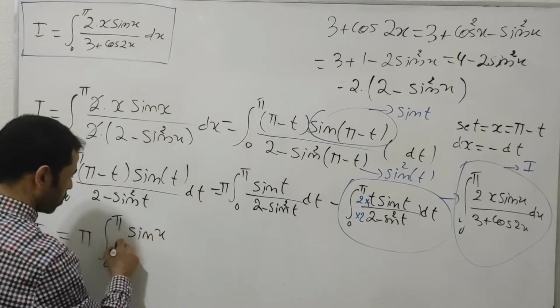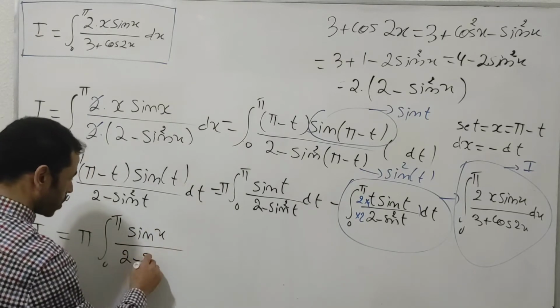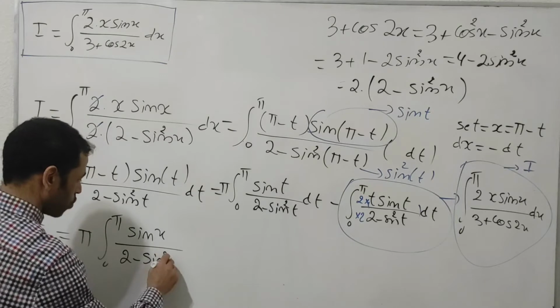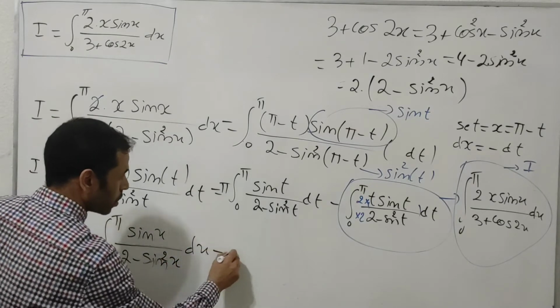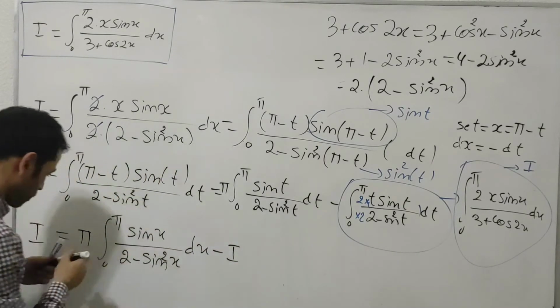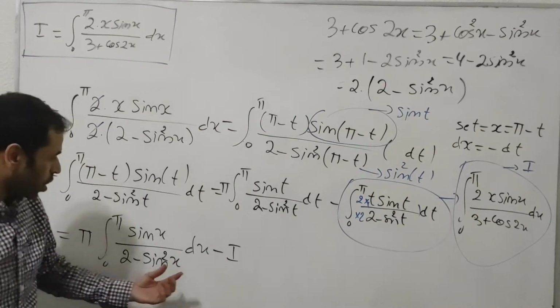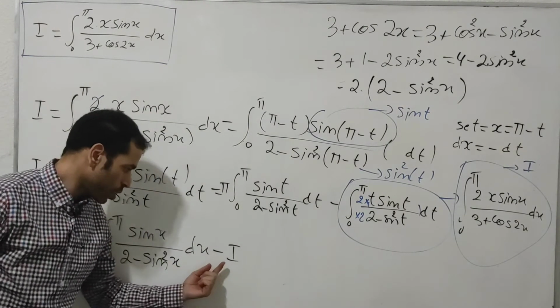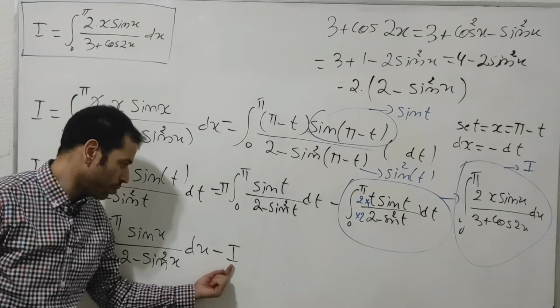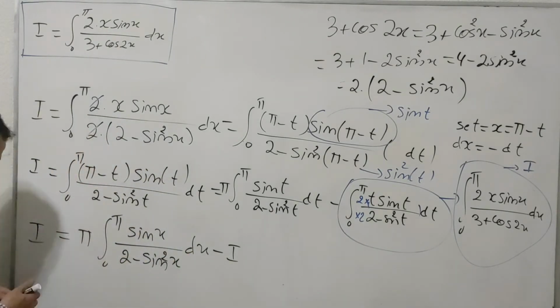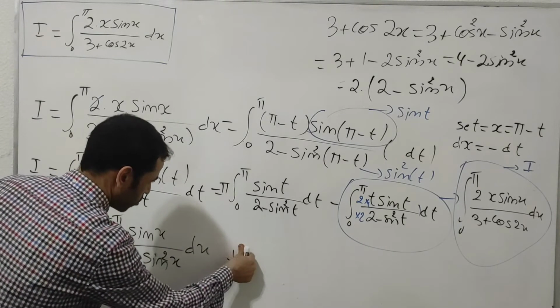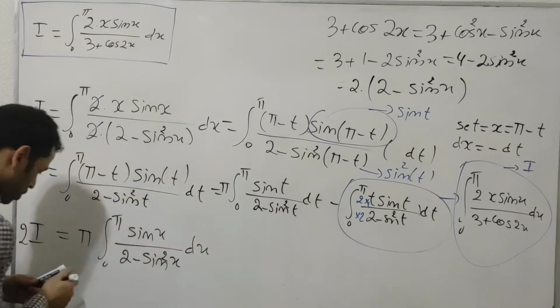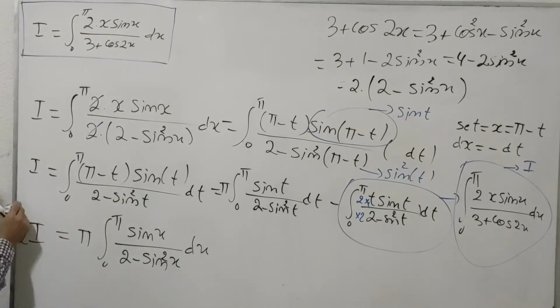Sine x divided by 2 minus sine square x dx, minus I integral. So now it's much easier. Now the integral becomes simpler to solve, but we just need to bring the minus I to the left hand side of this equation, which becomes 2I, by taking this I off the right side of this equation. So now I have a new expression.